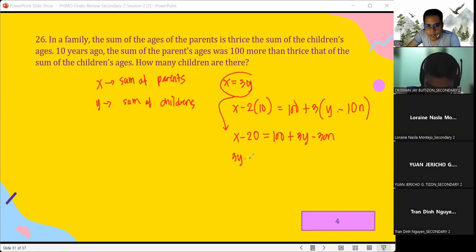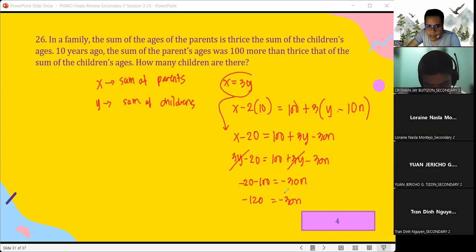So we can have 3y minus 20 equals 100 plus 3y minus 30n. So 3y cancels, and this is negative 20 minus 100, negative 30n. So that is negative 120 equals negative 30n. Cancel the negatives, and n is equal to 4. So meaning there are 4 children. Any questions? None?